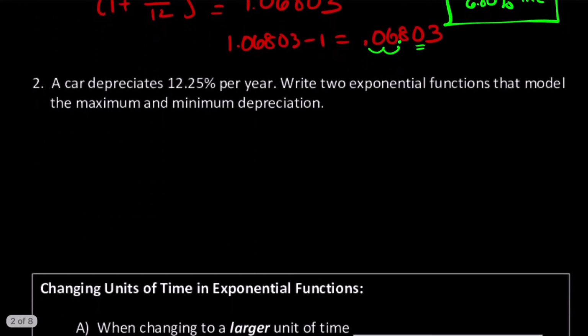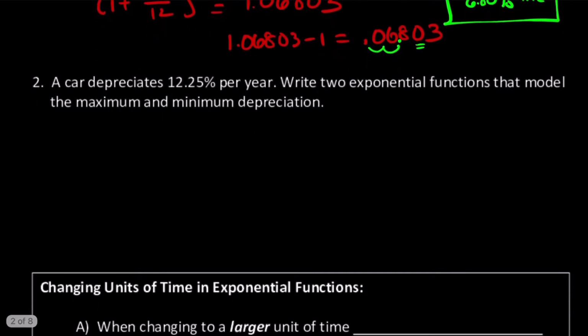Okay, next, a car depreciates 12.25% per year. Write 2 exponential functions that model the maximum and minimum depreciation. So back on day 4, we talked about maximum and minimum. And one of those was PERT. So that's this model right here, on the right side. It's just the way my notes are. And the other model was simple interest. So it's something like this. Our principal times 1 plus, or in this case 1 minus r, to the t.